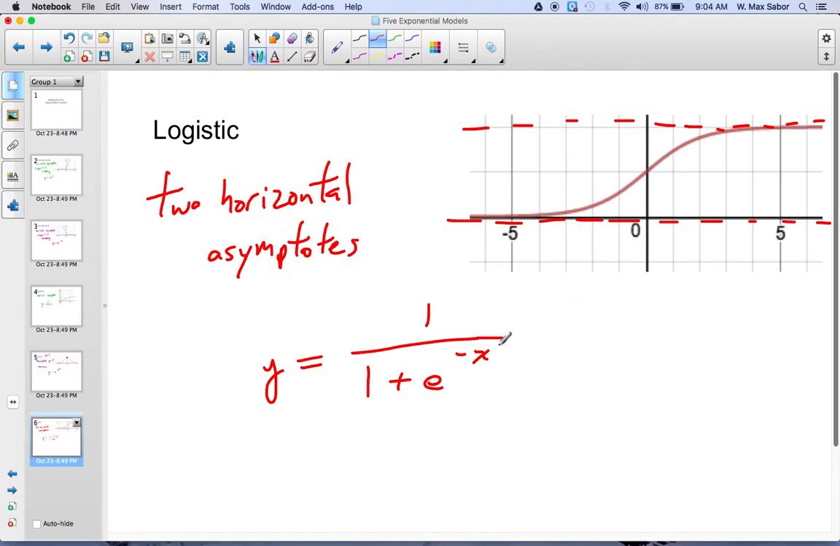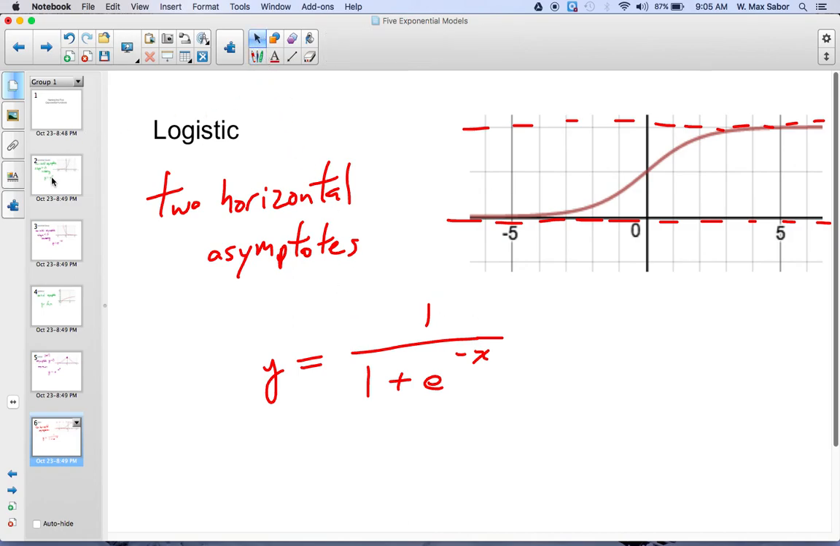And then over here, if we plug in a very large positive number for x, the exponent becomes a large negative number. So e to the large negative number is close to 0. So then more or less this denominator is 1, and we have 1 over 1, which is 1. So that's what our logistic curve looks like.